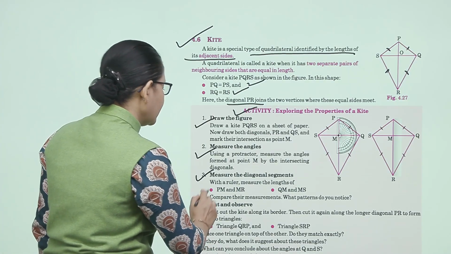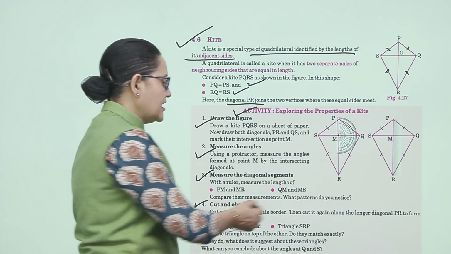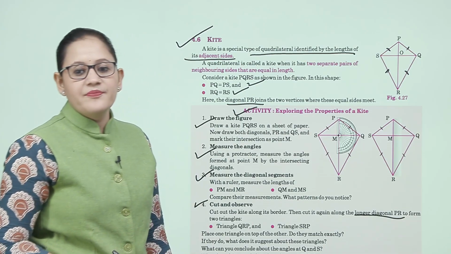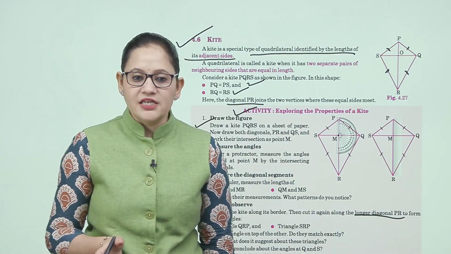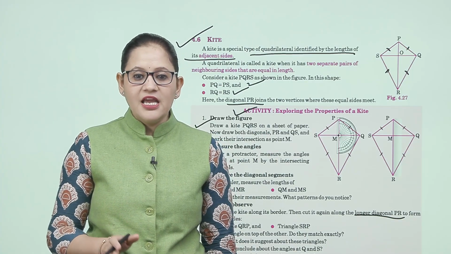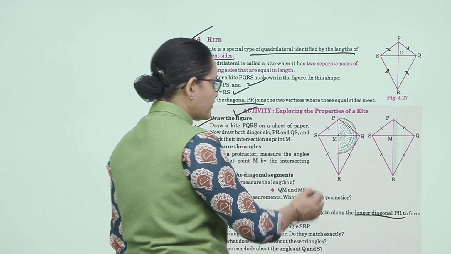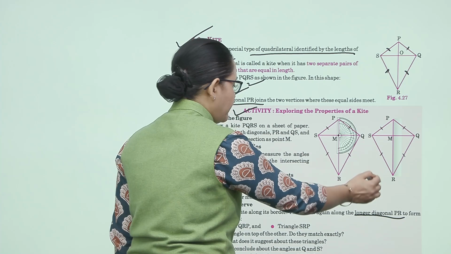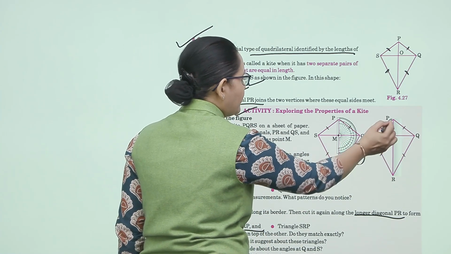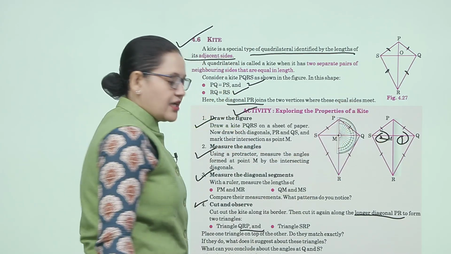Cut and observe. Cut out the kite along its border, then cut it again along the longer diagonal PR to form two triangles, triangle QRP and triangle SRP. So, two triangles: triangle QRP and the second one, these two triangles.